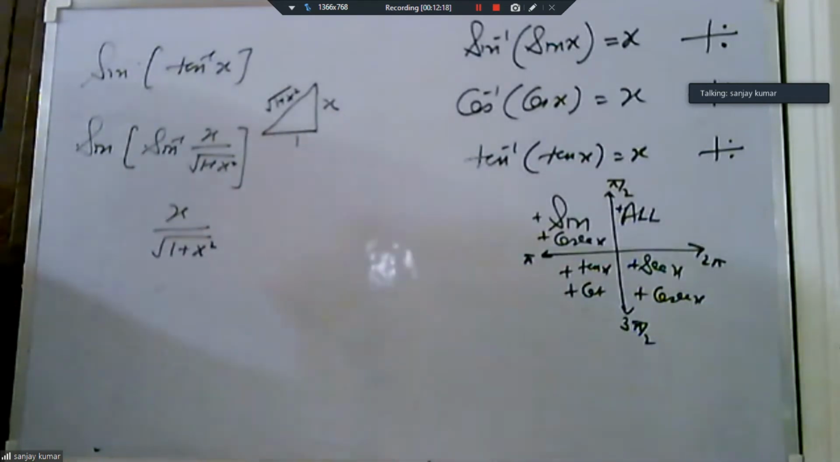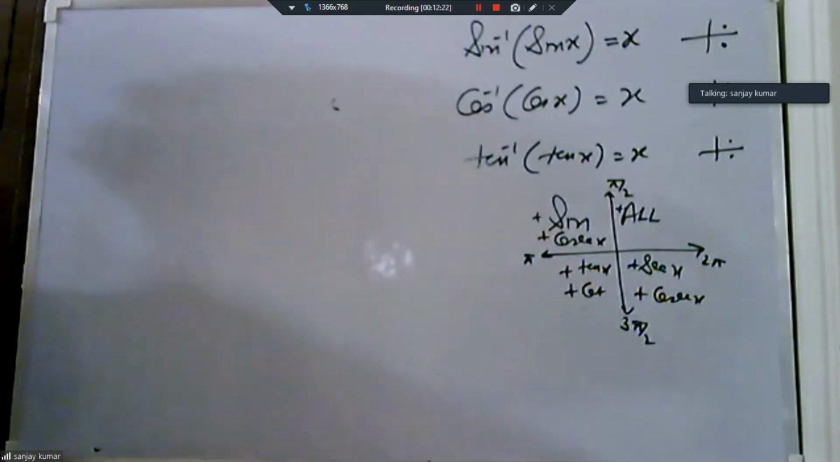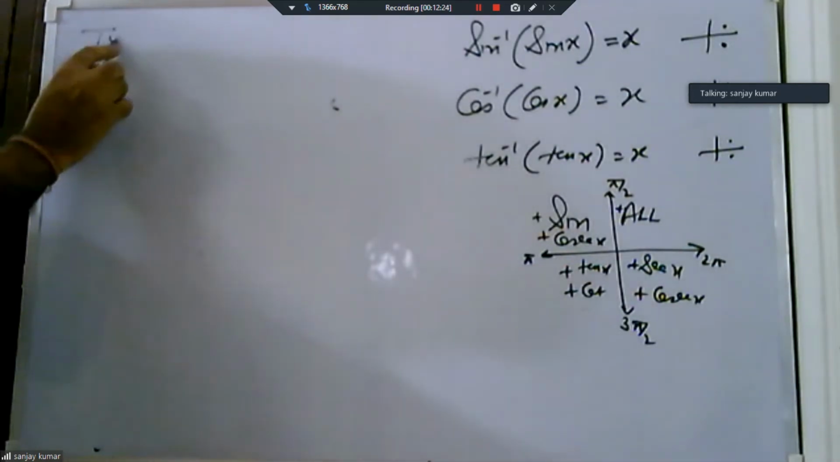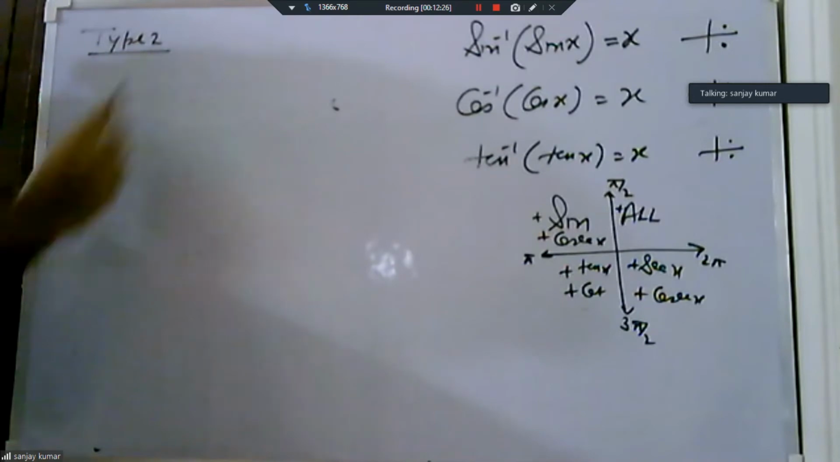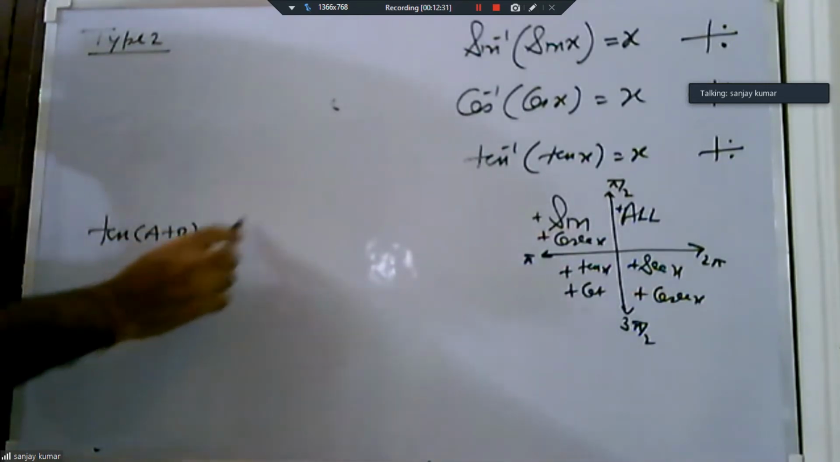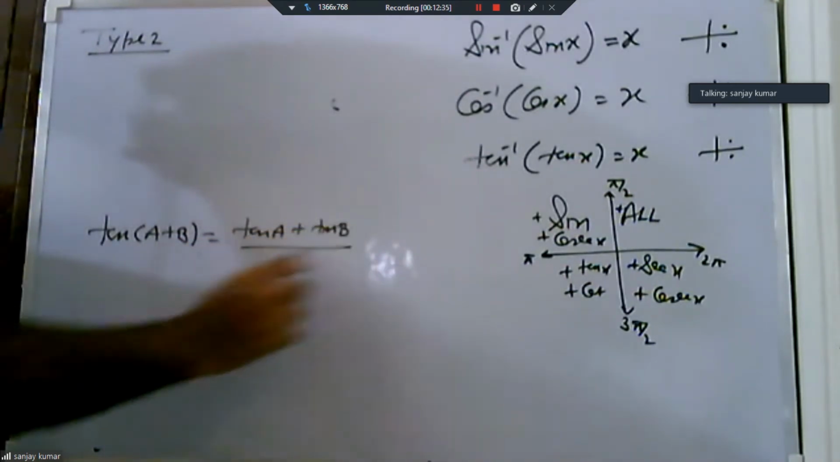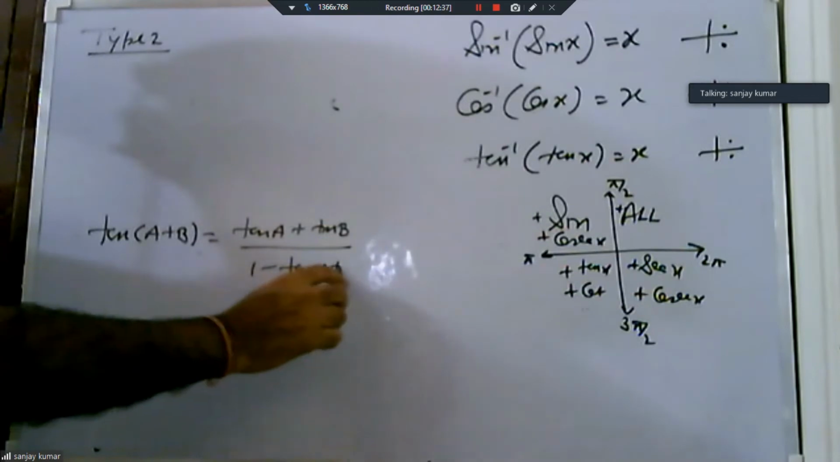Now we start type 2. Write the heading type 2. What is type 2? Type 2 is based on formula. You have a formula in 11th class, tan of a plus b equals tan a plus tan b upon 1 minus tan a tan b.